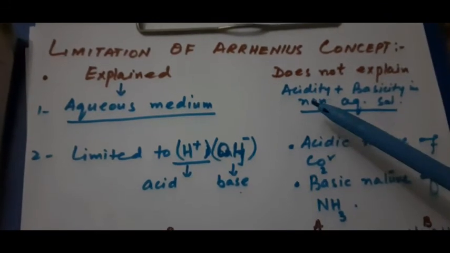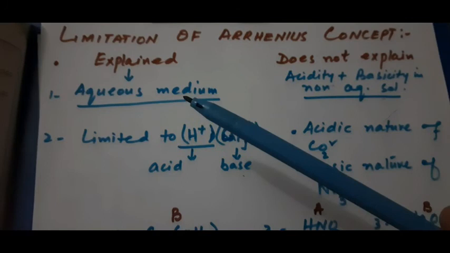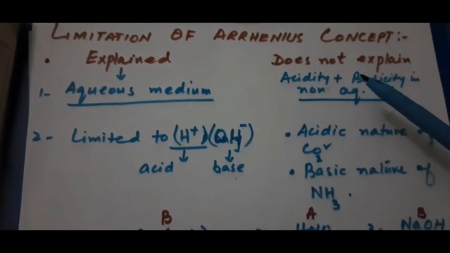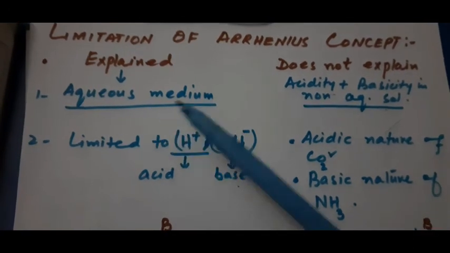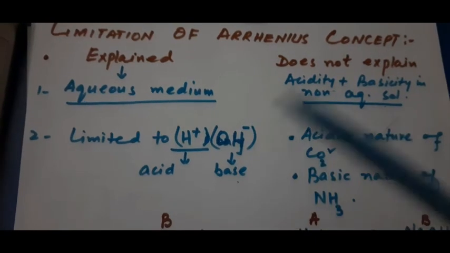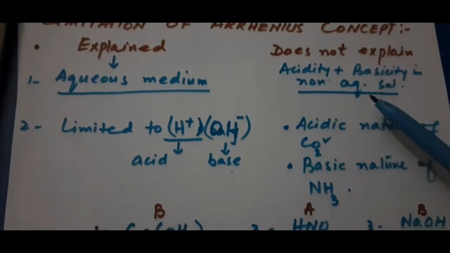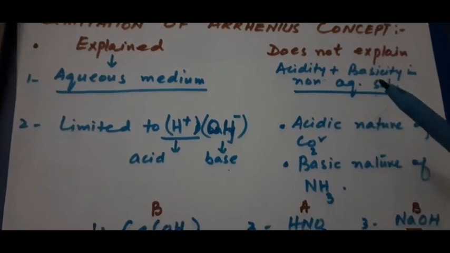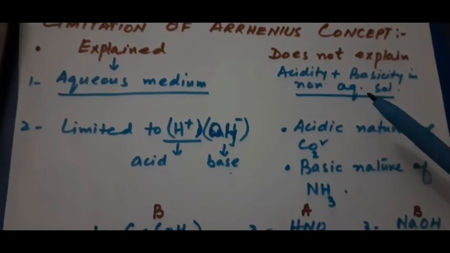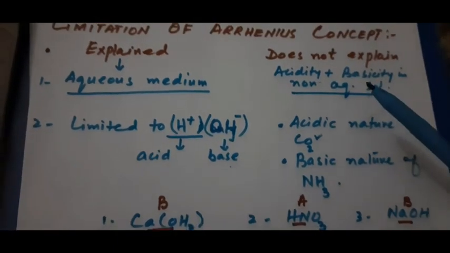In the limitations, look at what points were discussed by Arrhenius and what concepts were not. He discussed the whole phenomenon in aqueous medium, but this concept does not explain acidity and basicity in non-aqueous solution. If we have an organic solvent, for example, what type of ions will the acid and base release in it? He didn't explain this. So this is a limitation of the Arrhenius concept.